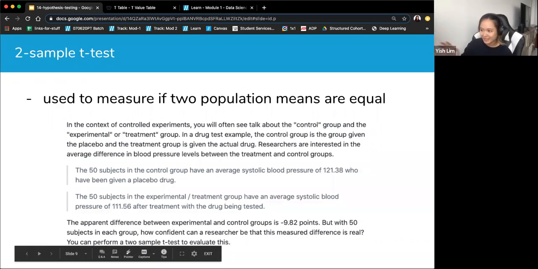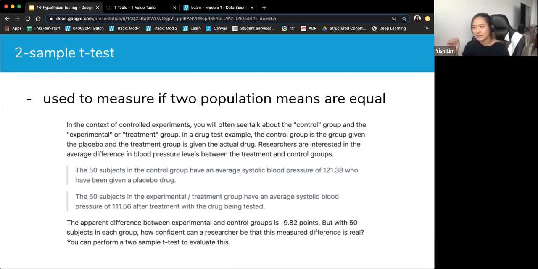So this is just to set up the problem. It seems like the difference between the two groups is 9.82, which, in the context of blood pressure, I'm not familiar with, so I can't really say whether that is a significant difference or not. So we're going to use a two-sample t-test to see if the groups are significantly different, and therefore you can make a conclusion on whether the drug was effective or not. Got it? That was a lot of setup.